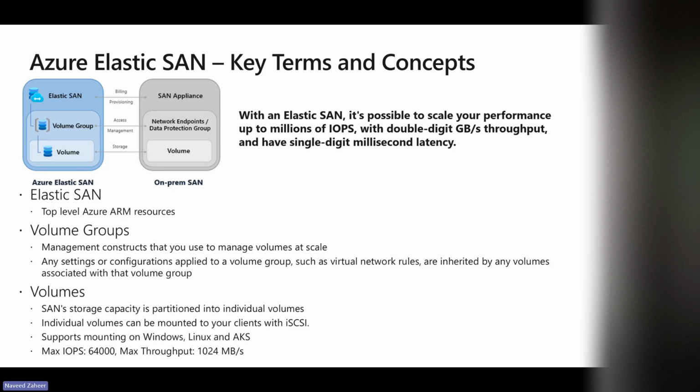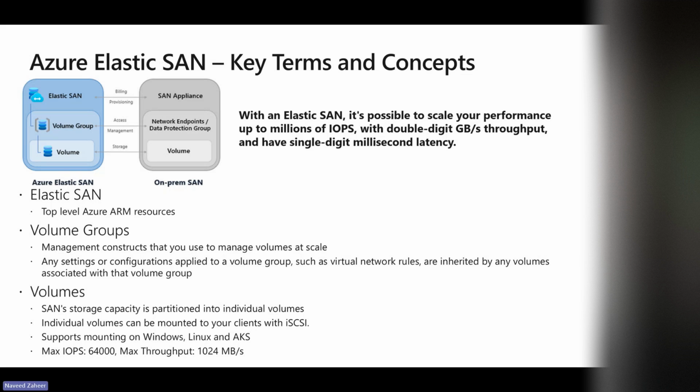So first of all, what is the Elastic SAN? It's a top level Azure resource, a first party service, as I say, that is available in public preview at the moment. Okay, what are volume groups? If you are familiar with a SAN appliance on-prem, I want to have this picture just to compare how these things compare to one another.